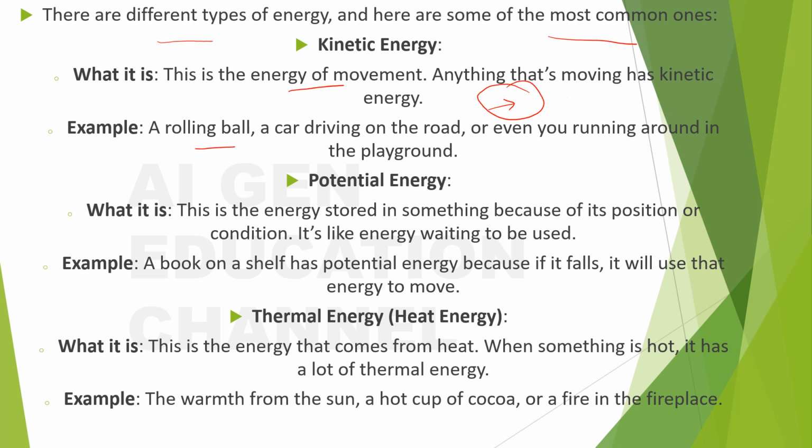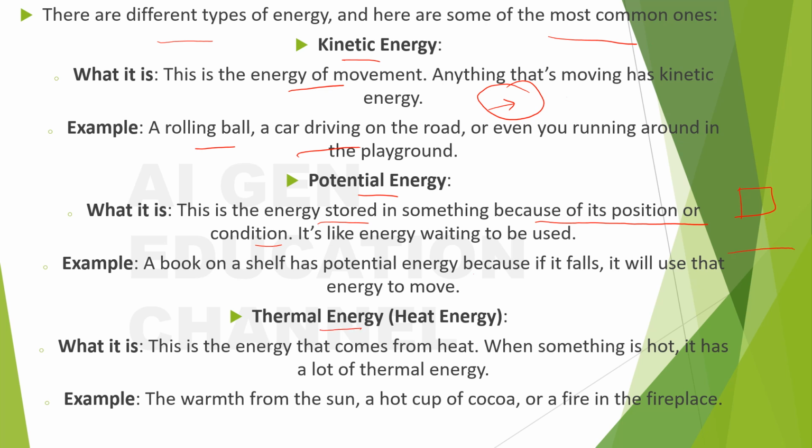A rolling ball, a car driving on the road, or even you running around in the playground will have kinetic energy. Okay, what is potential energy? This is the energy stored in something because of its position or condition. It's like energy waiting to be used. A book on the shelf has potential energy because if it falls, it will use that energy to move. When something is put at some height, it will have potential energy.